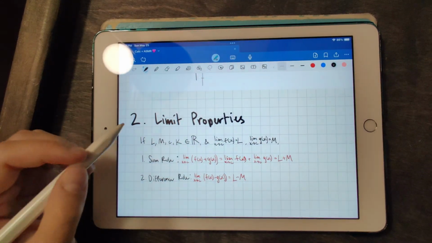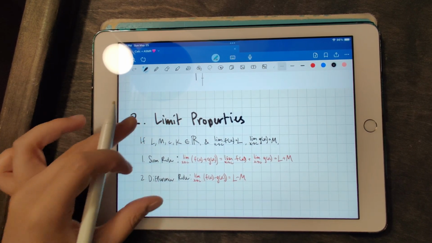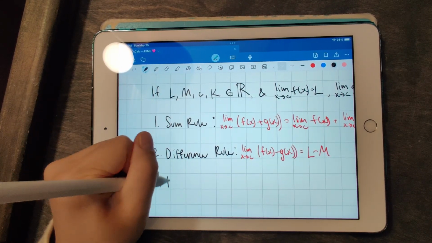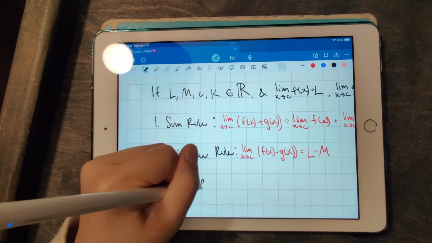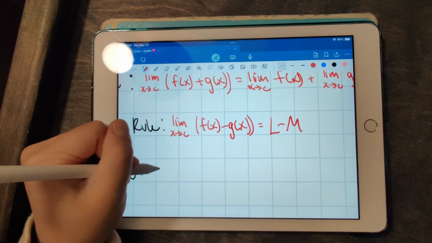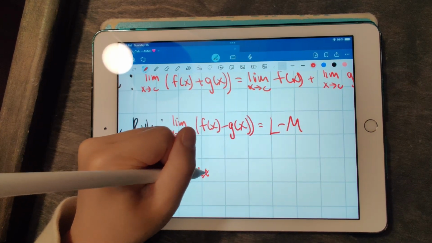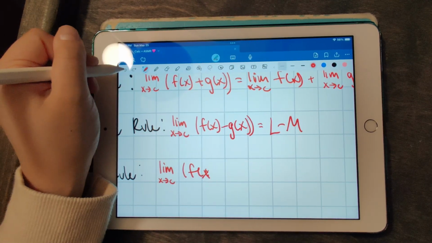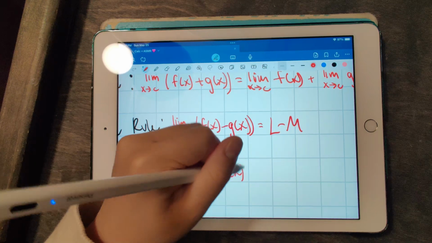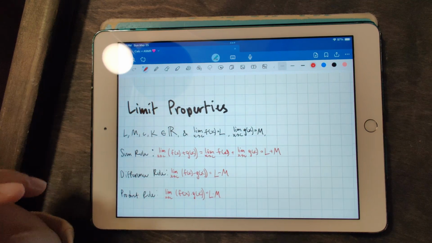And following this trend of using all the arithmetic operations, we have the product rule. What this basically says, it's very intuitive as well, is the limit as x approaches C of f of x times g of x equals L times M. Okay, that's the product rule.